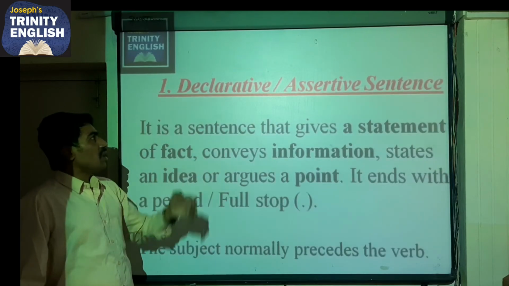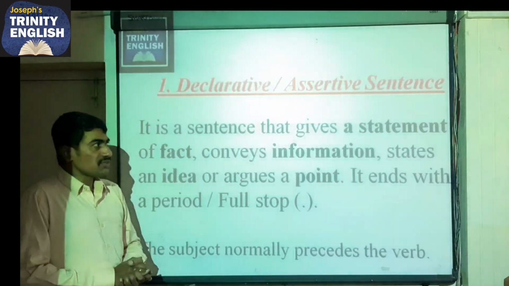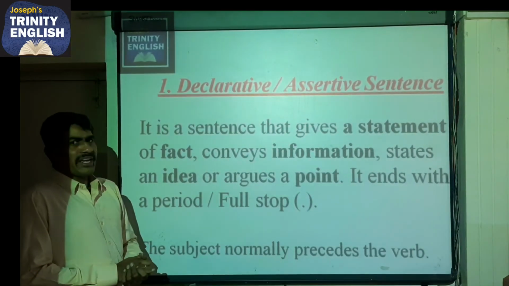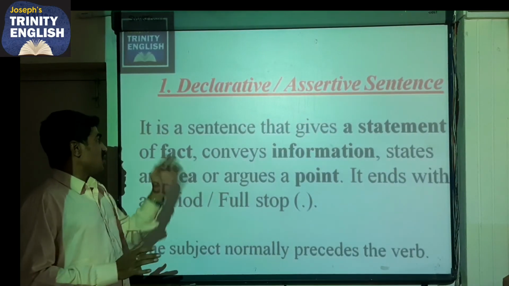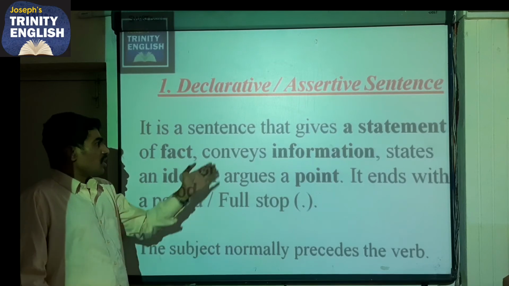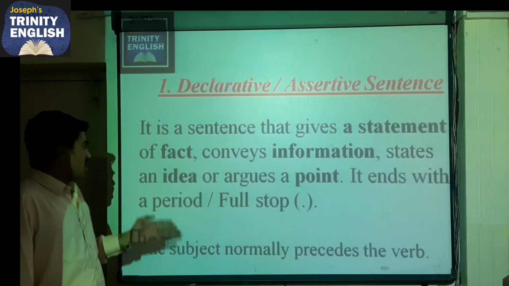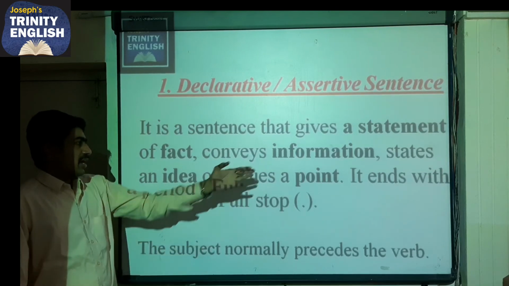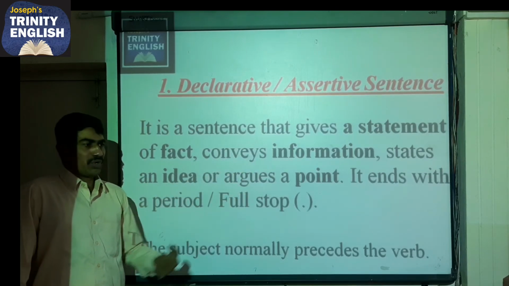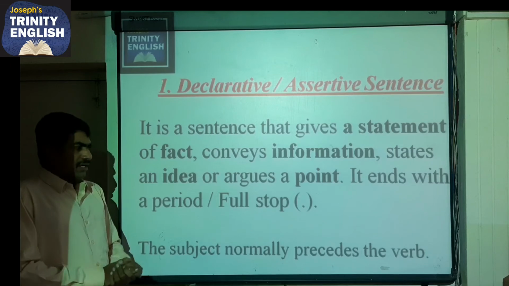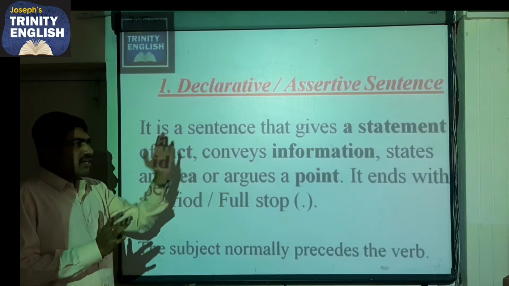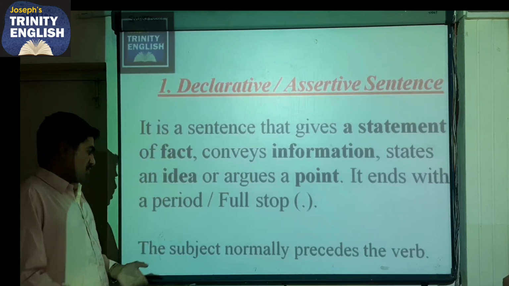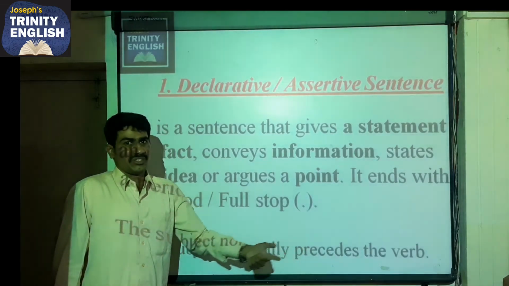The first one is declarative or assertive sentences. A declarative or assertive sentence gives a statement of fact, conveys information, states an idea or argues a point, and it ends with a period or a full stop. In declarative or assertive sentences, the subject normally precedes the verb.